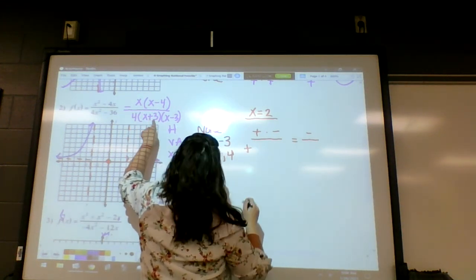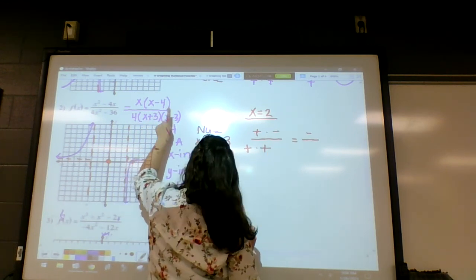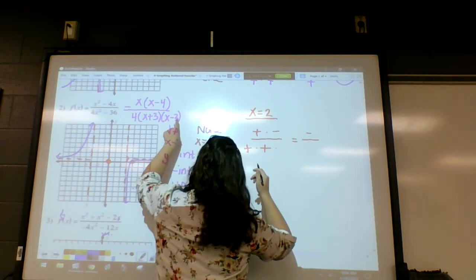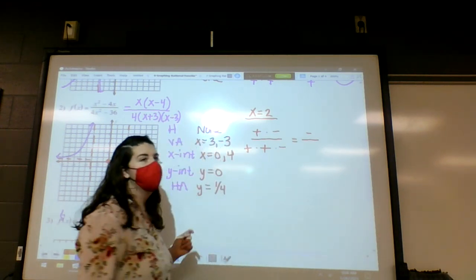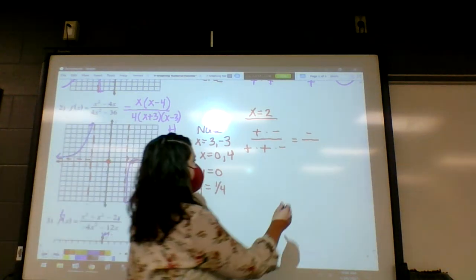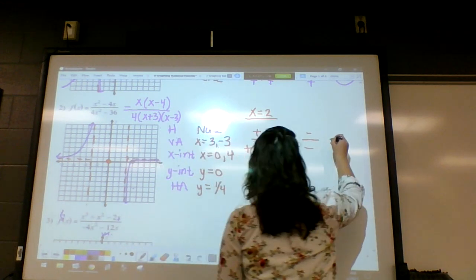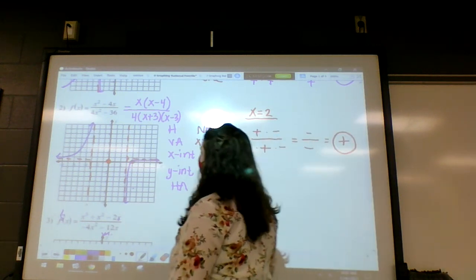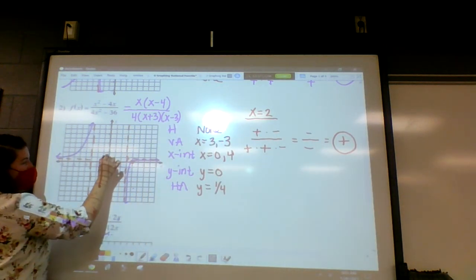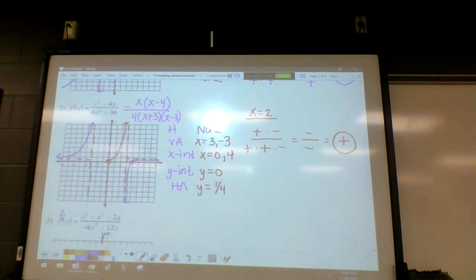Putting in 2 here, 2 plus 3 is 5, which is positive. And 2 minus 3 is negative 1, so that is a negative. Positive times negative is a negative. Perfect. It's negative. And a negative divided by a negative at the end will make this positive. So at 2, that means it's positive. So from here, the graph has to go up. It goes up.